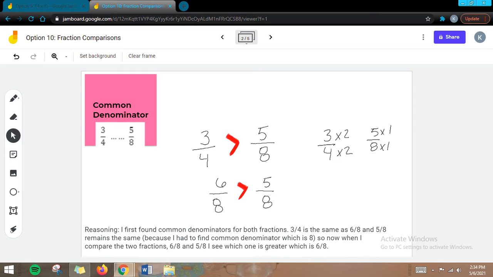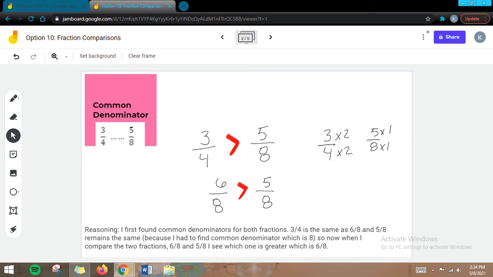So I wrote out 3/4 and 5/8, and then I needed to find a common denominator between them. So I saw that there was 8 and 4, so I just chose 8 as the common denominator, and so I changed 3/4 into 6/8 by multiplying by 2, and then 5/8 was already 8 as the denominator, so I really didn't have to do anything to it.